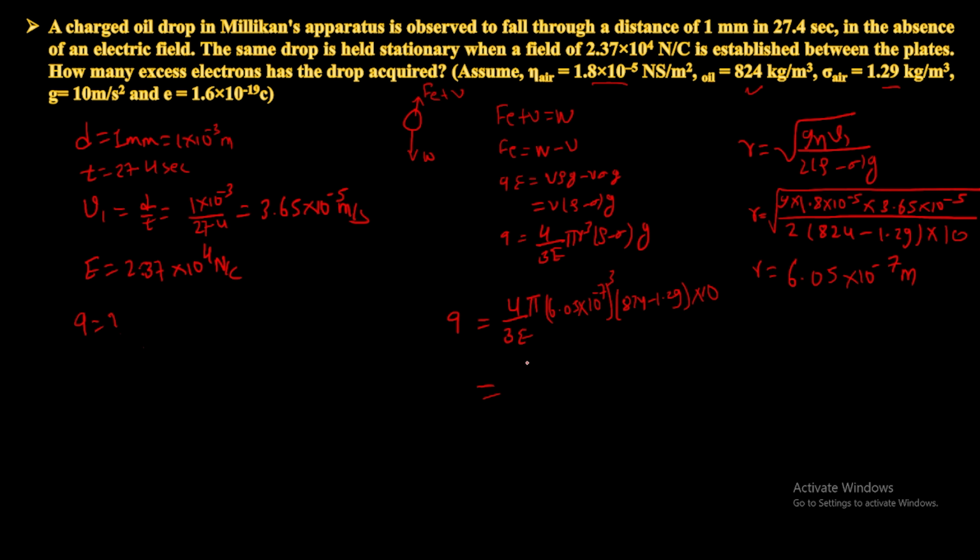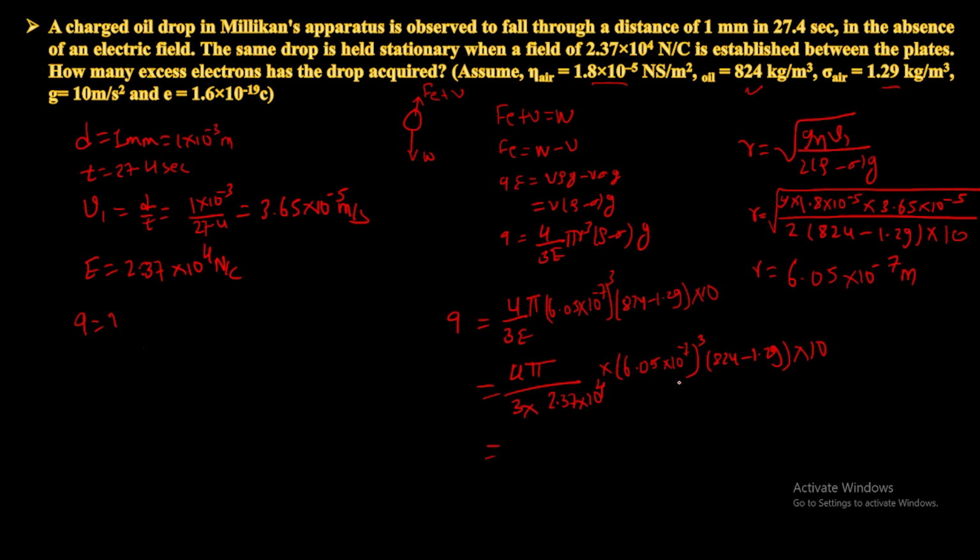Use the calculator to find the numerical value here. We have to use the value of E: 4 pi by 3 into E, that means 2.37 into 10 to the power 5, into 6.05 into 10 to the power minus 7 whole cube, bracket 824 minus 1.29 into 10.